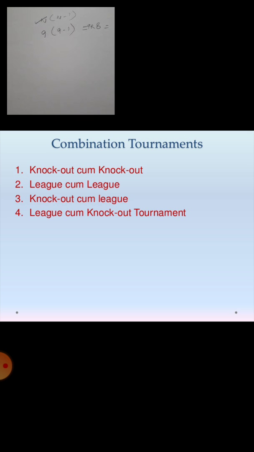so that a true winner is determined. The knockout cum league tournament means that at the first stage, up to the semi-finals, they play in the knockout type, and after that the four teams play in a league way to decide a winner.